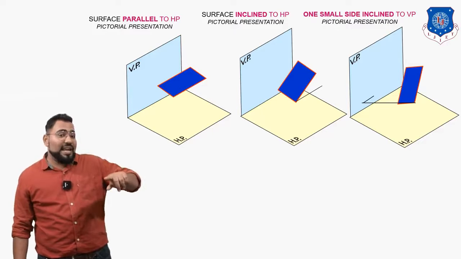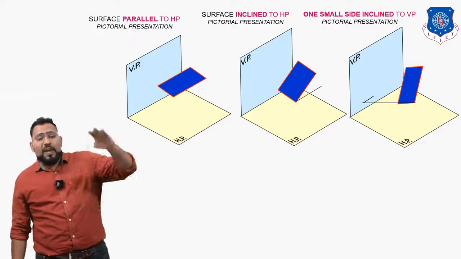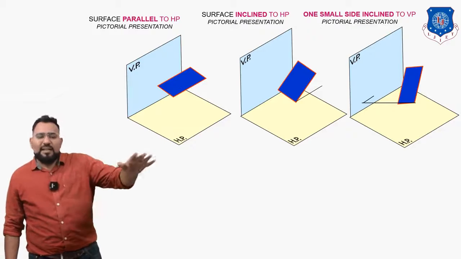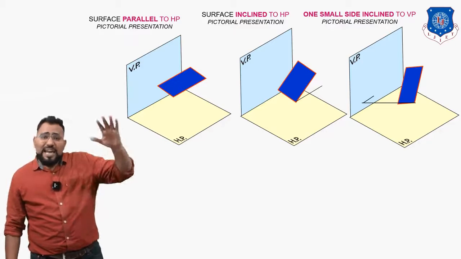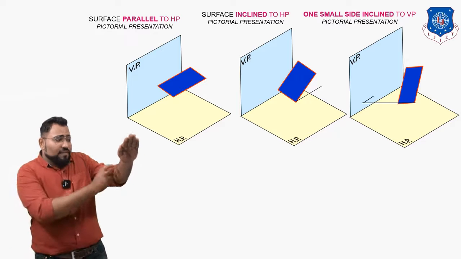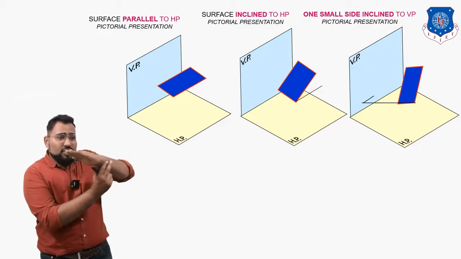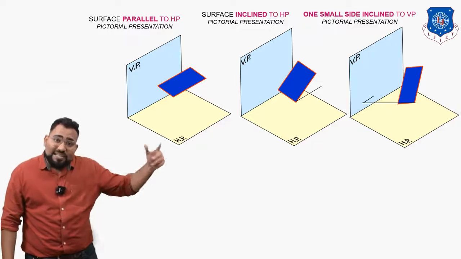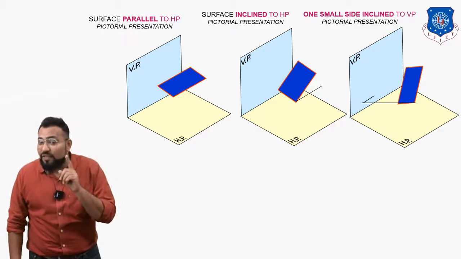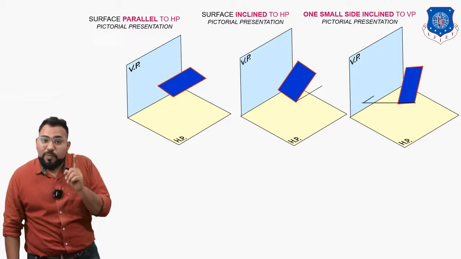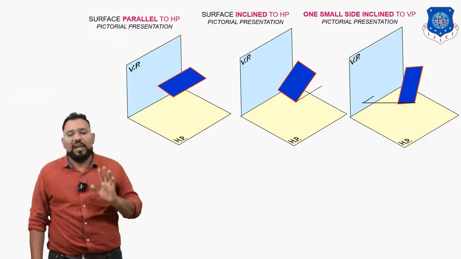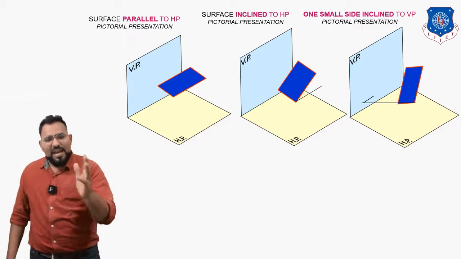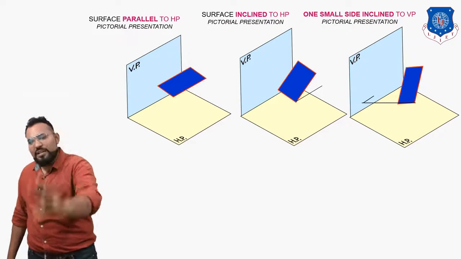The same inclination as in the second figure, but you have rotated the figure a little bit, keeping the HP angle the same, so that it makes some inclination with VP. You have to make an inclination with VP, but one condition is fixed. What is that condition? You have to keep the HP angle the same as in the second figure. Okay, so remember this in your mind. So we have these three pictorial presentations.